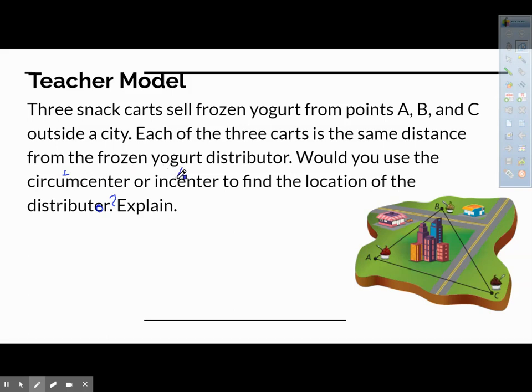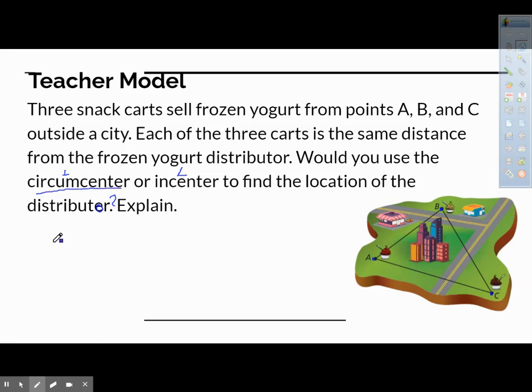The in-center is equidistant to the sides. So you have to figure out, do these locations, the frozen yogurt locations, represent the sides of the triangle or do they represent the angles? And since it's just a single location, those would each represent the angles. Okay, so I'm trying to find a point that's equidistant to the angles, so that would be the circumcenter.